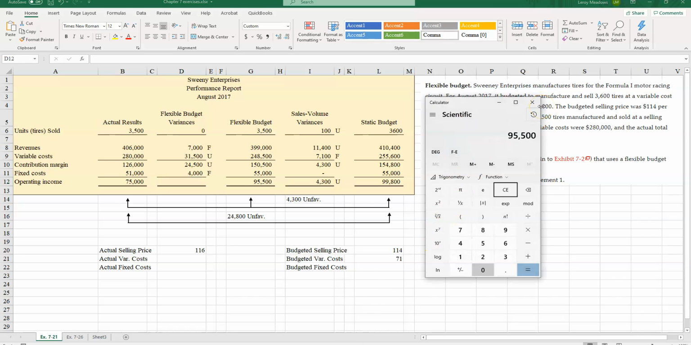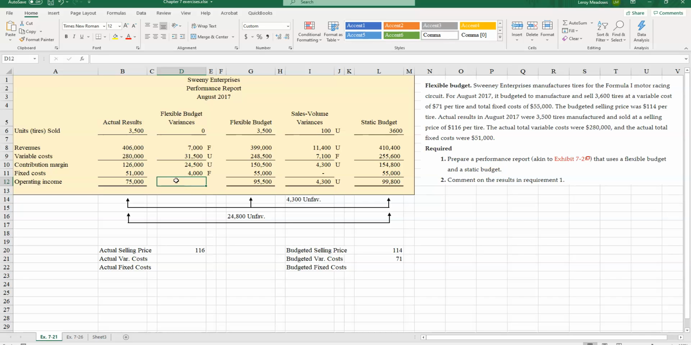So 95,500 minus 75,000. The difference in operating income: I should have had, making 3,500 units, 95,500. Since my operating income was only $75,000, I have a $20,500 variance, and that is going to be what? Unfavorable. Why? Because my operating income came in under what I should have had based on the actual level of sales that I had. So I have my sales volume variance over here, 4,300. I have my flexible budget variance of 20,500, unfavorable.